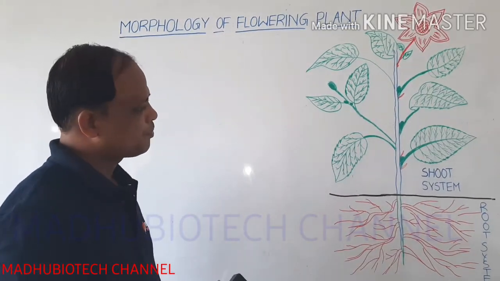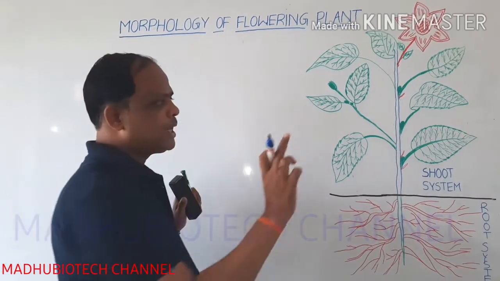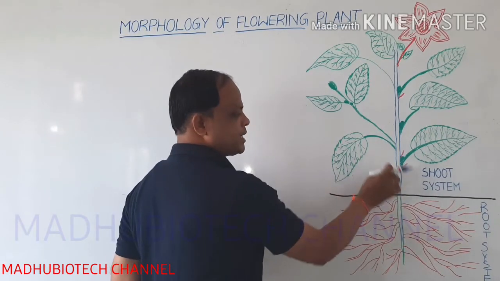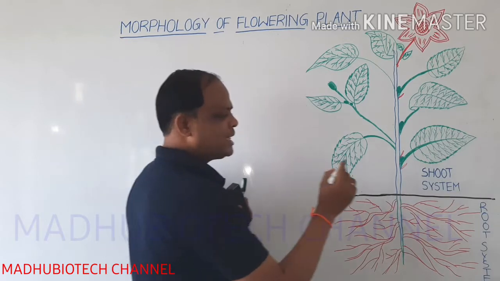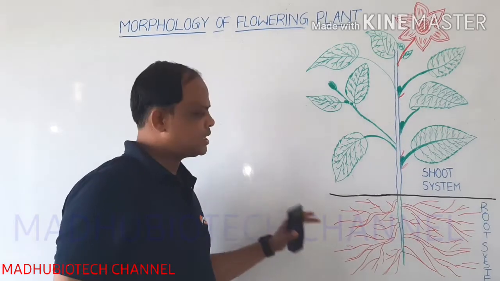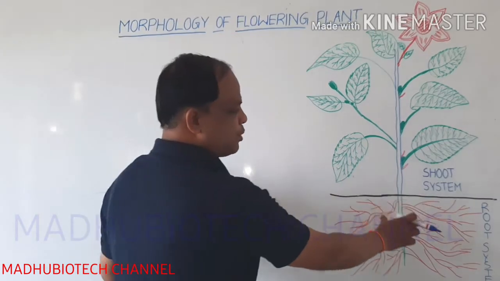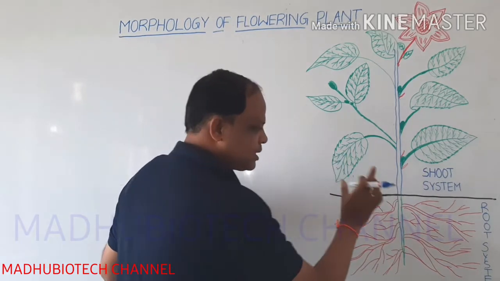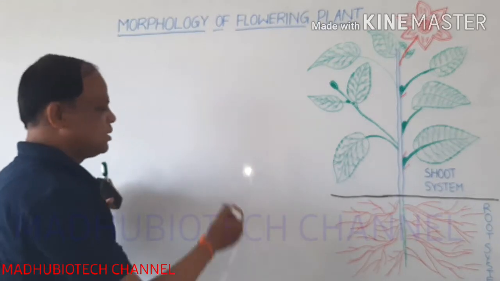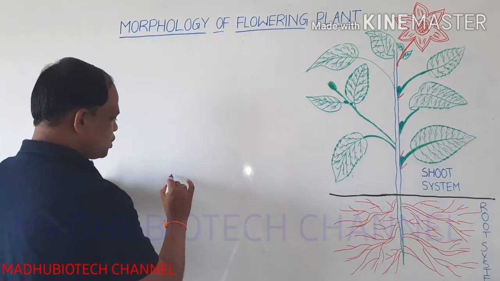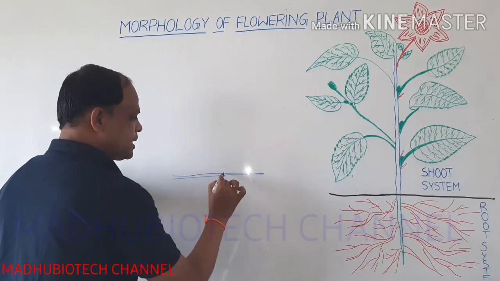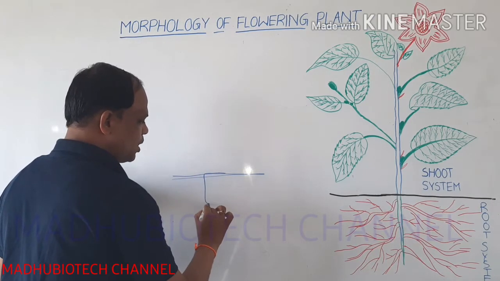Mainly, the flowering plant contains two parts. One is the shoot system and the other is the root system. These are the two parts in a flowering plant. How the root system is developed and how the shoot system is developed, we have to discuss in this place. For example, this is the soil, and we are putting one seed inside the soil.